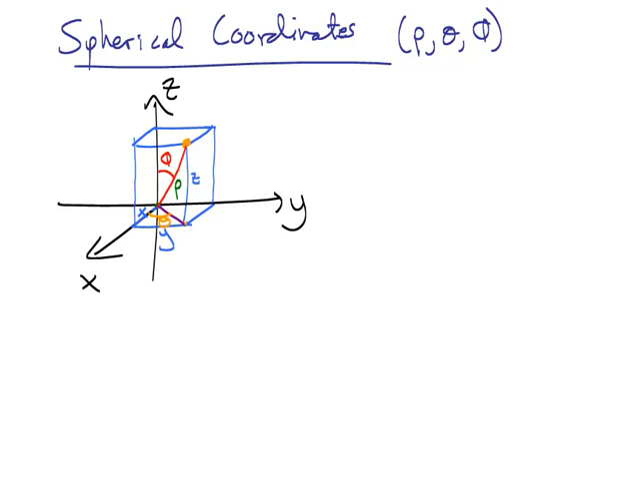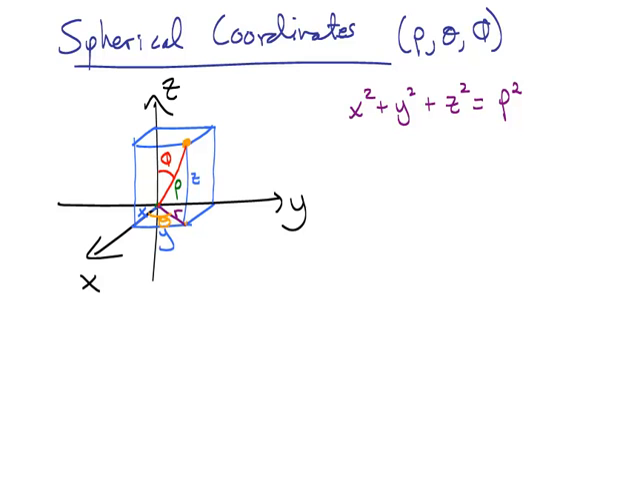Now, what are some of the relationships we have? This purple line here you can think of as the r back in cylindrical coordinates, and notice that x squared plus y squared plus z squared is rho squared, a couple applications of the Pythagorean theorem.